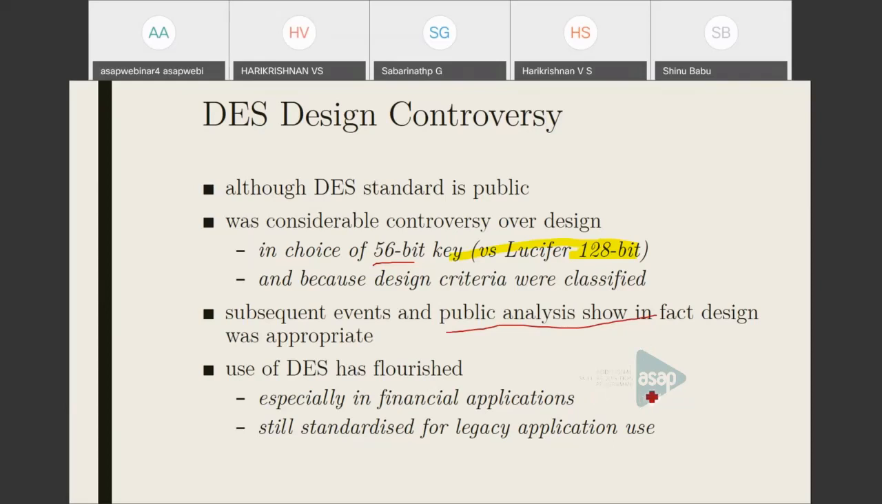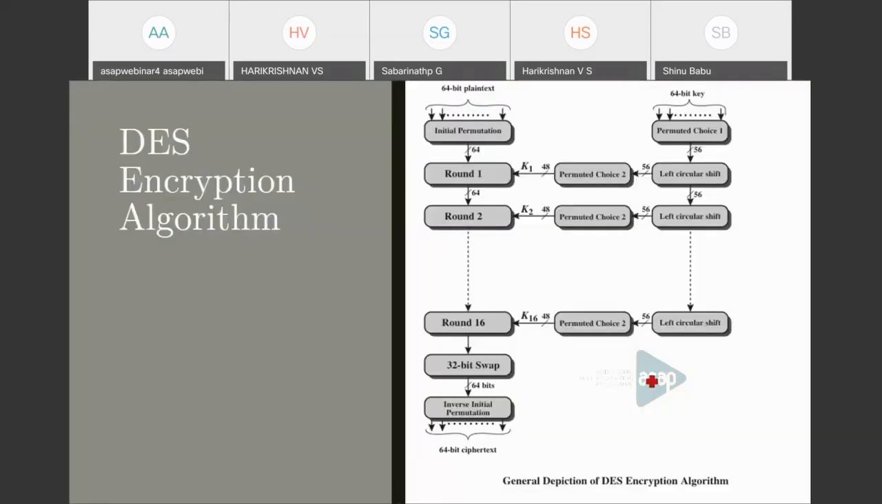And then once DES was accepted as a standard, even financial applications started using DES. But currently it is not DES being used. Currently it is the Advanced Encryption Standard that is being used. This is what DES is all about.